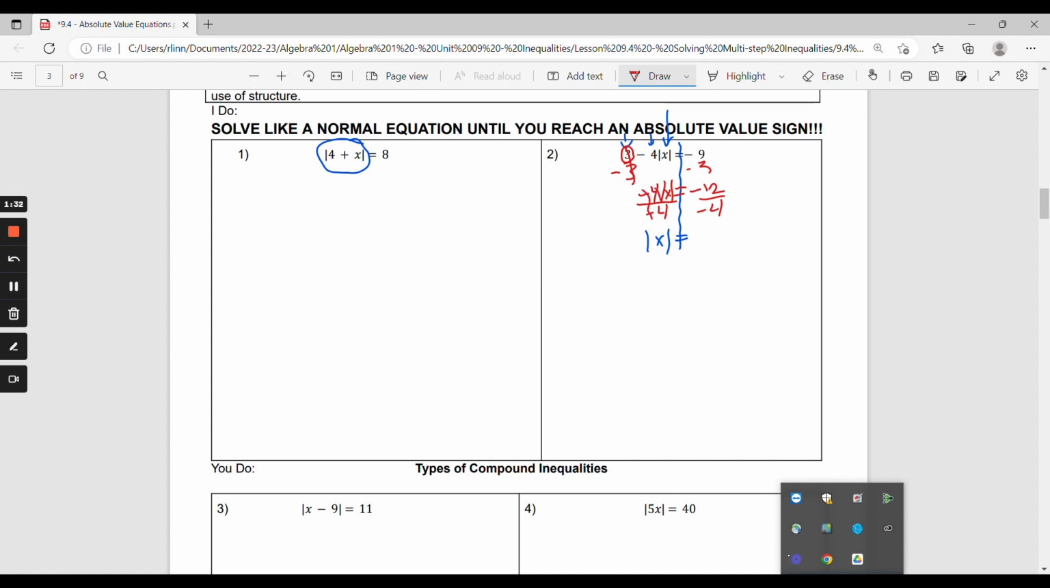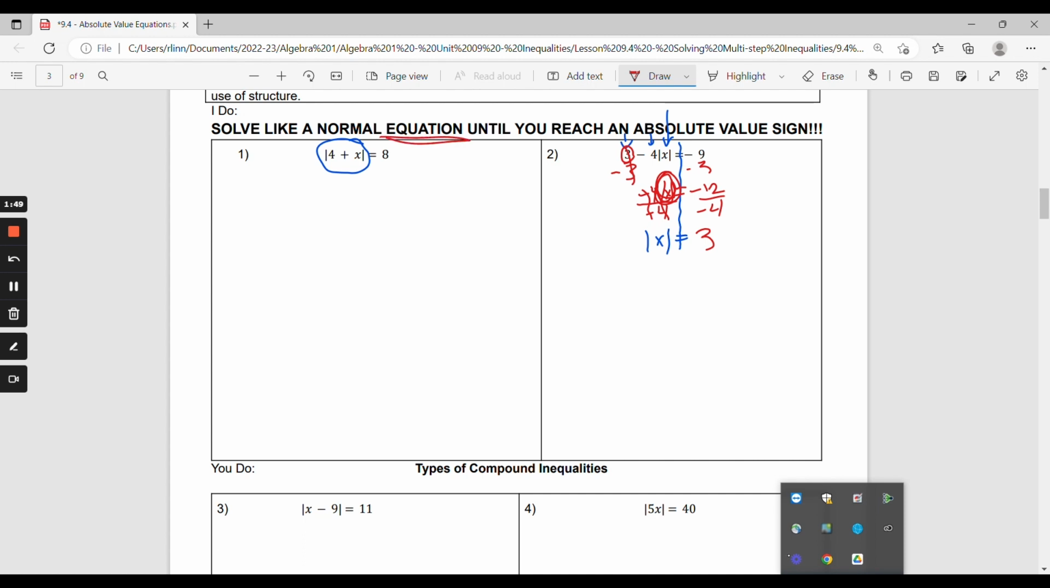Negative 4 divided by negative 4 is going to cancel out. Then we're left with just the absolute value of x on the left side. On the right side, we have negative 12 divided by negative 4. Negative 12 divided by negative 4 is, of course, then positive 3.